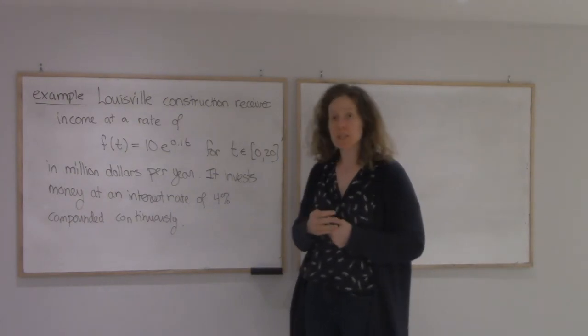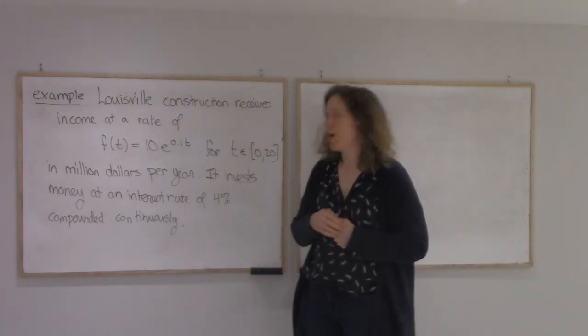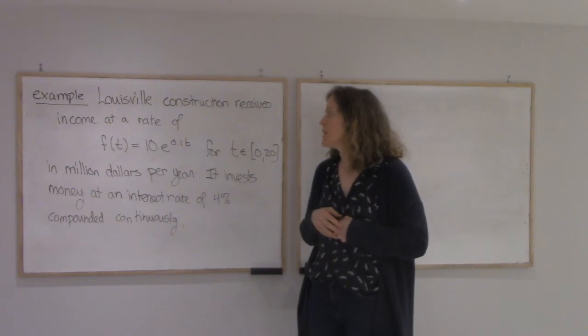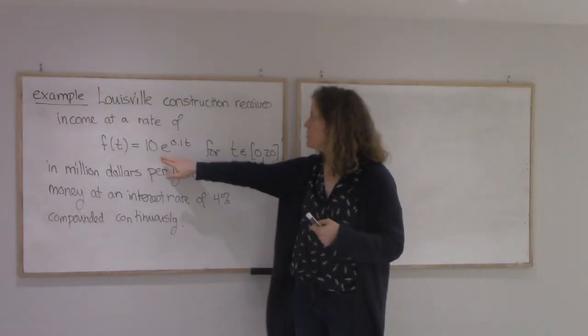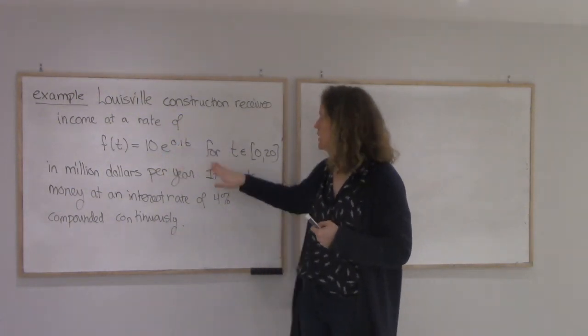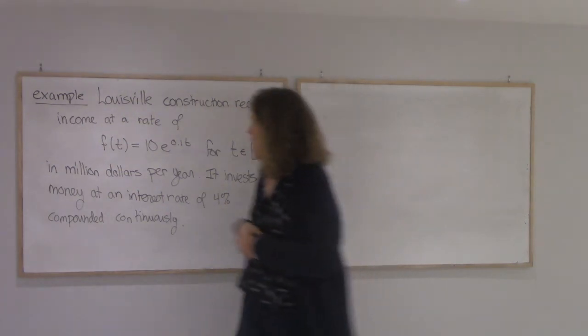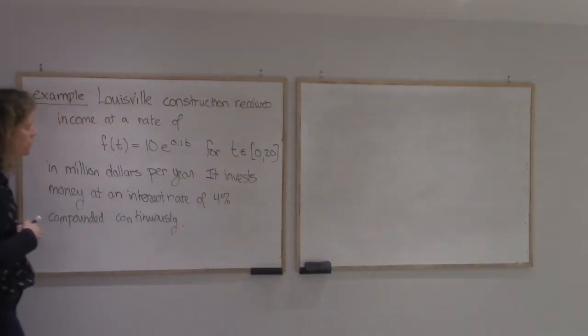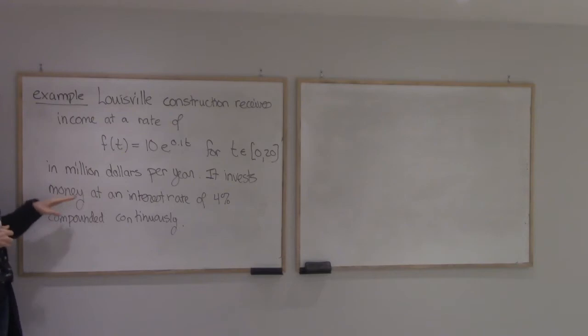Alright, so in this video, we'll be looking at this problem. I have a construction company that receives an income at a rate of 10 e to the 0.1t for 20 years. This is in millions of dollars per year, and it invests the money at an interest rate of 4% compounded continuously. Alright, first question.